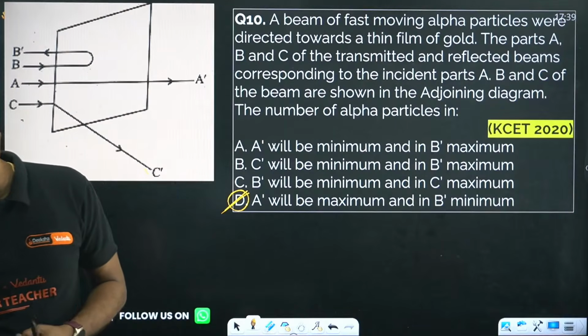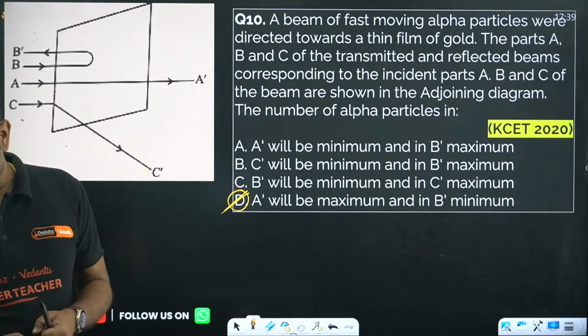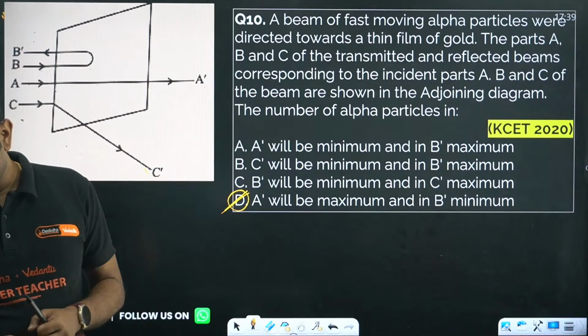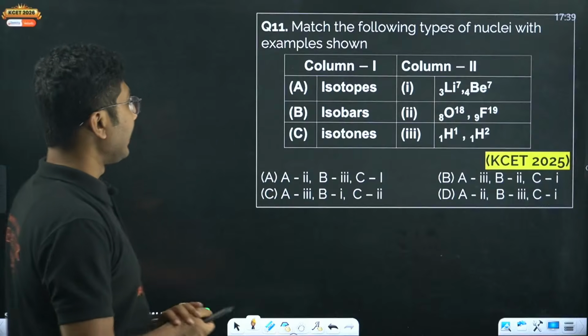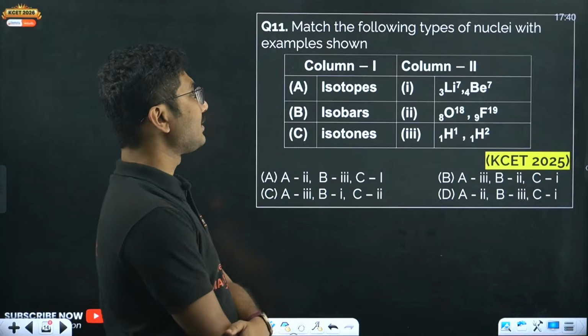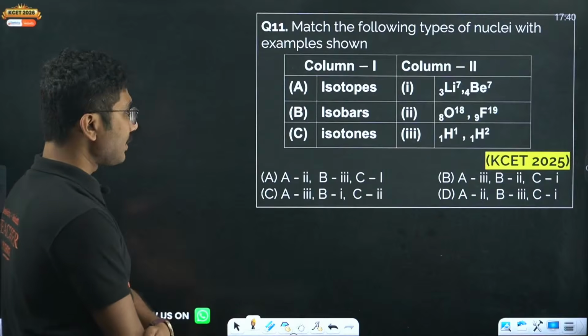Right, option D is correct. Yes, Skylar, Stravya, Deekshita, Usha, all of you are correct. Okay, now next question. Match the following types of nuclei with examples shown.